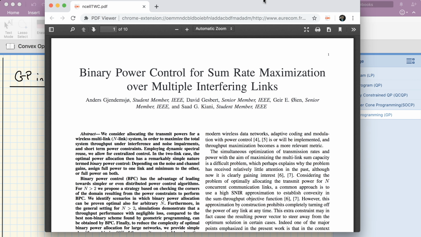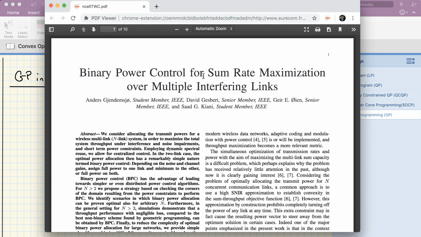Another interesting paper might be the following paper. Binary power control for sum rate maximization over multiple interfering links. This is related to the power control problem we saw earlier, but in this case right here, you've got multiple interfering links. Okay, that's it for some applications.